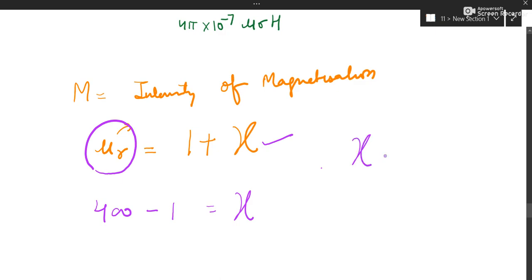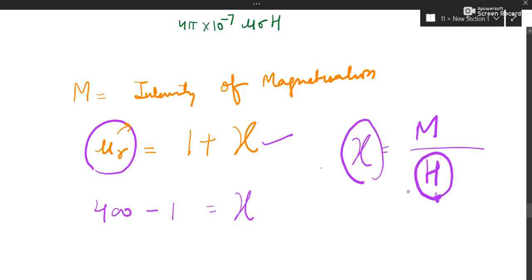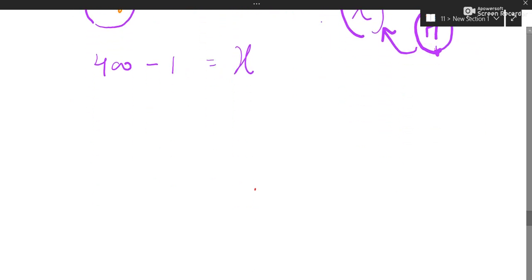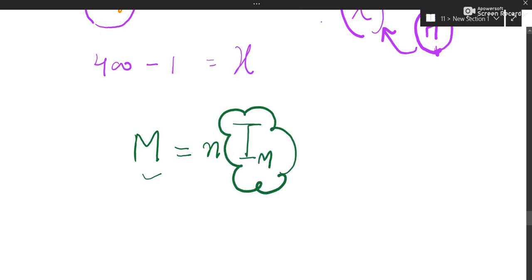So we got chi, and chi is equal to the ratio of intensity of magnetization to magnetizing field intensity. This we have, chi we have. Take it this side. Intensity of magnetization can be calculated. So coming to intensity of magnetization that we have calculated, this is equal to n i m. This is another formula. So now you can tell the surface magnetization current as well, because we have calculated this and this we have.